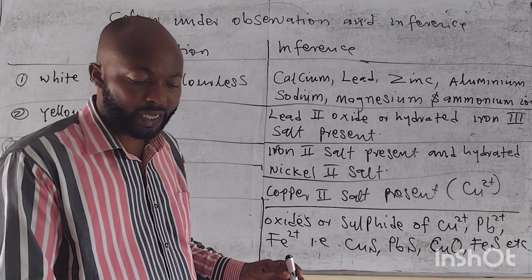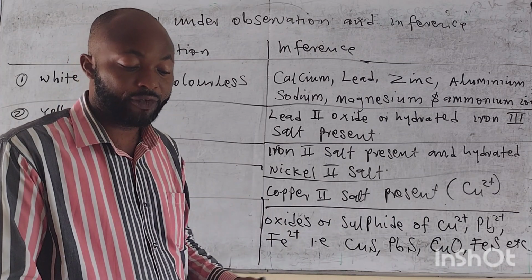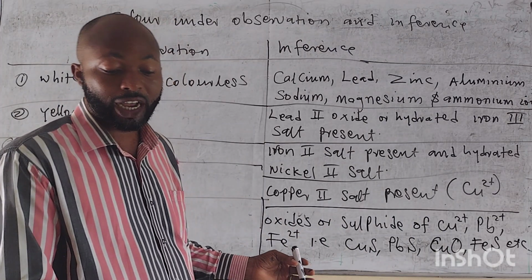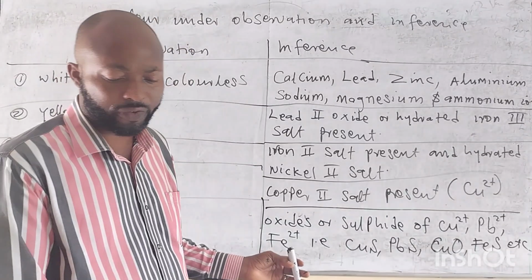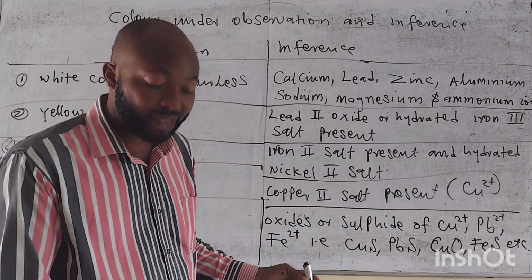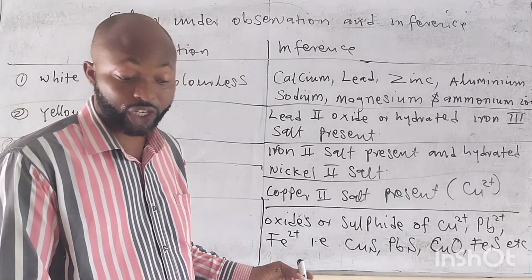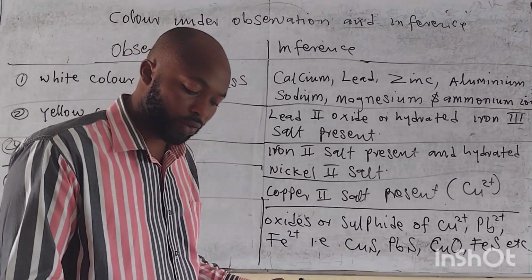And the last one here is, okay, if it is brown, there is no space for that here. If it is brown, it's either iron(II) oxide, lead oxide, silver oxide, or tin sulfide. If it is orange-red, it's either a chromate(VI) salt. So that is it about color.